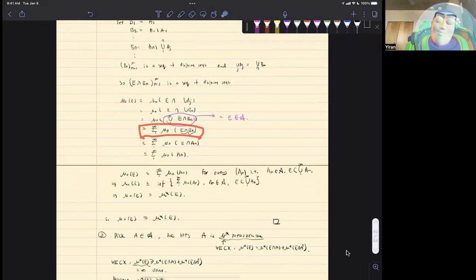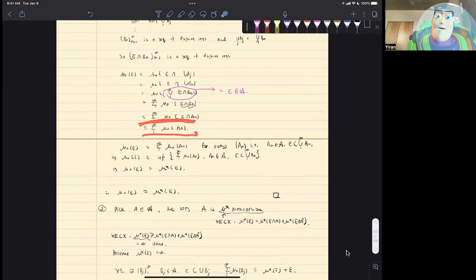And then once we have this, what else do we have? Because Bn is really a subset of An by the way we construct Bn, because Bn is equal to An set minus some set, right? So this inequality holds. And this inequality is smaller or equal because E intersect Bn is a subset of An. Okay, and then once you have that, you have mu naught of E is smaller or equal to, okay, cool.